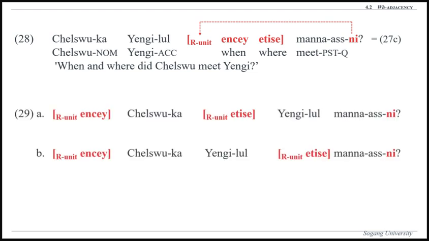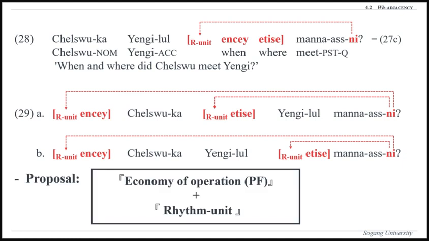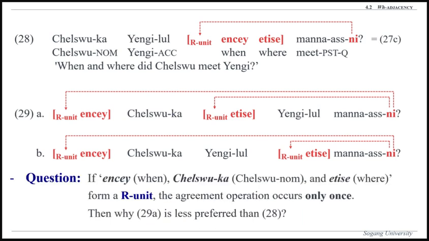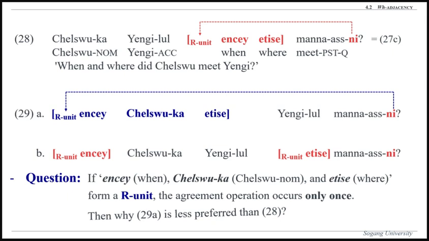However, if WH elements are not adjacent to each other, two different rhythm units lead to two different operations. Therefore, we believe that the economy of operation at PF and the rhythm unit must be considered together to explain the WH adjacency in Korean. However, a question could arise here. If 언제, 철수가, and 어디서 form a rhythm unit like this, then the agreement operation occurs only once, the same as 28. Then why is 29A less preferred than 28?